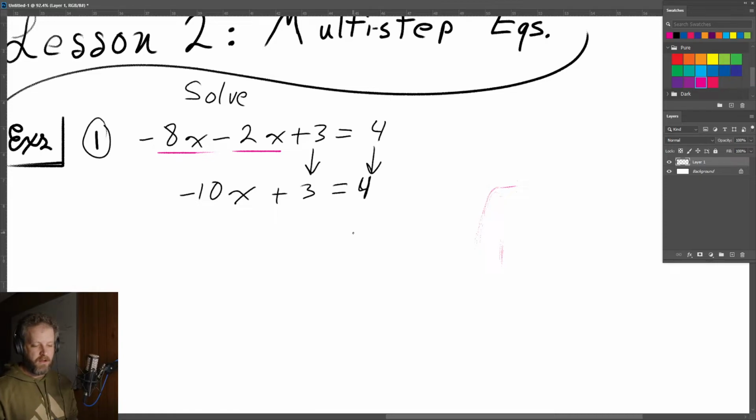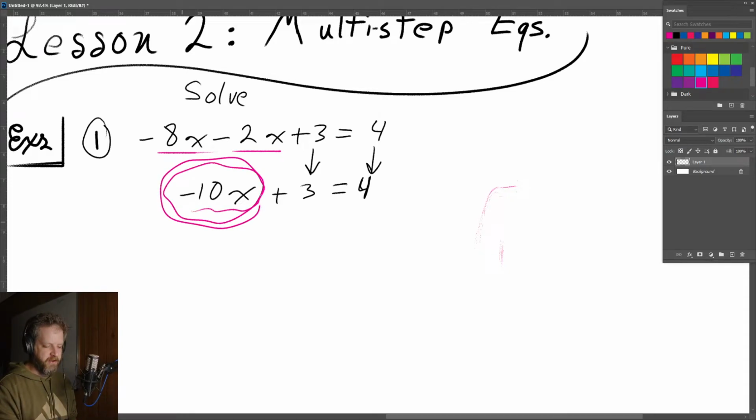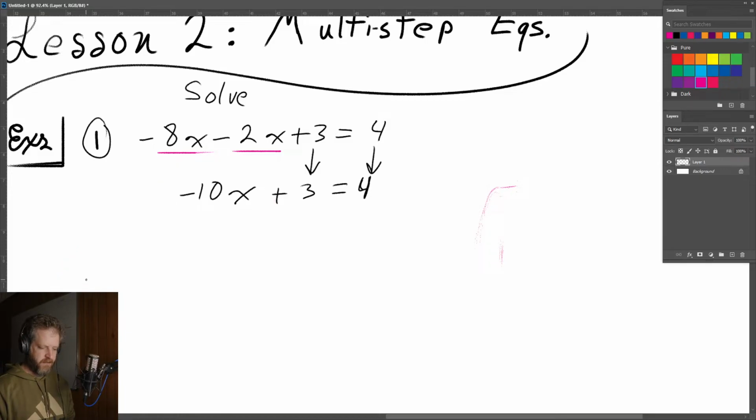We can get rid of that way too. Get rid of what, sir? Negative 10. How is that negative 10 attached to that x, y'all? Multiplication. So what's the only way we can get rid of it? Division. So what else could we get rid of first? The 3. How do we get rid of the 3? By subtraction. Okay, so if we're going to get rid of this by subtraction.